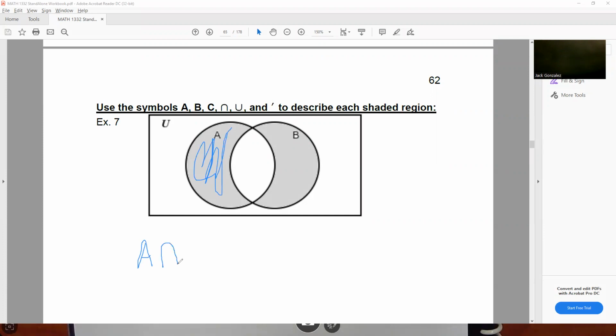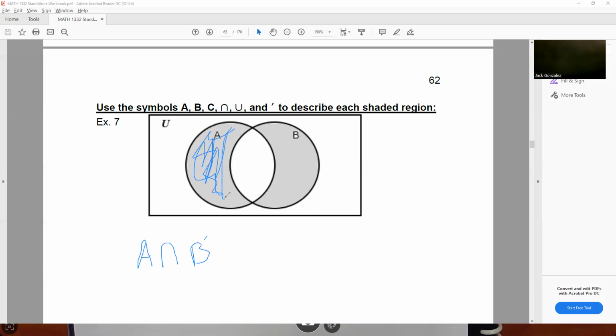Intersect not B. Because everything not in B that intersects with A would be this, only this section. Does that make sense? Can you visualize it?